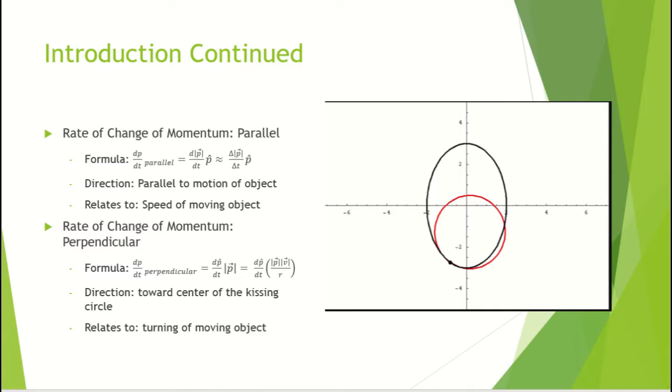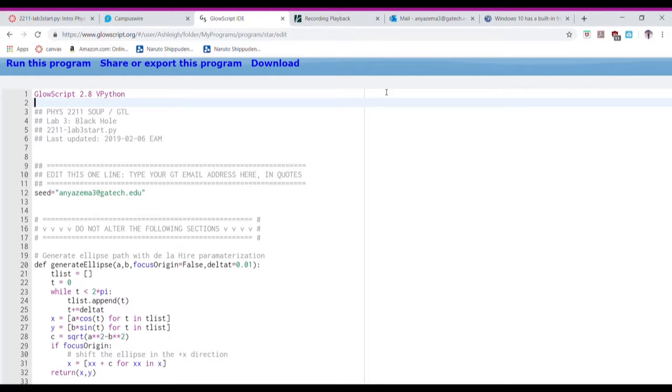This points toward the center of the kissing circle, which is a circle that touches the trajectory of a moving object. This can be seen by the arrow pointing toward the center of the circle in the video to the right. In the video of the model of the star and the black hole, the orbiting star is the system, and the black hole and space are their surroundings.